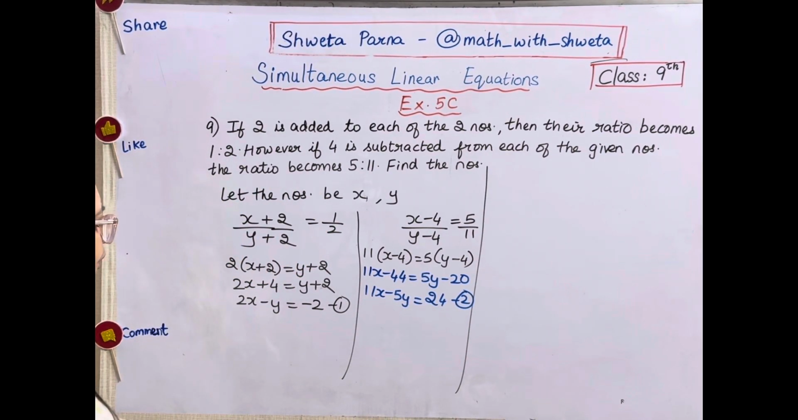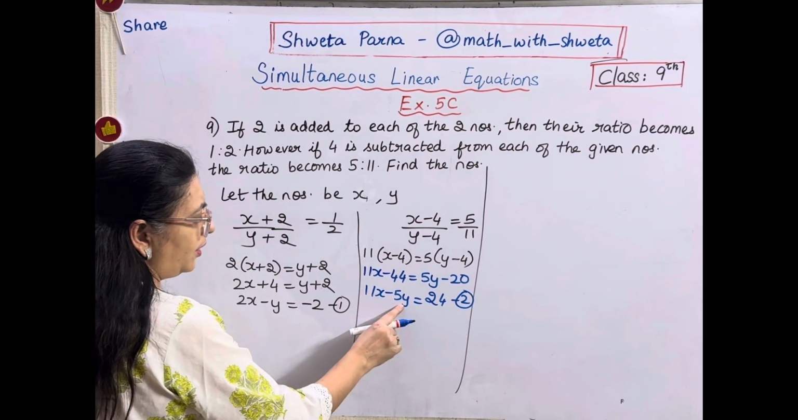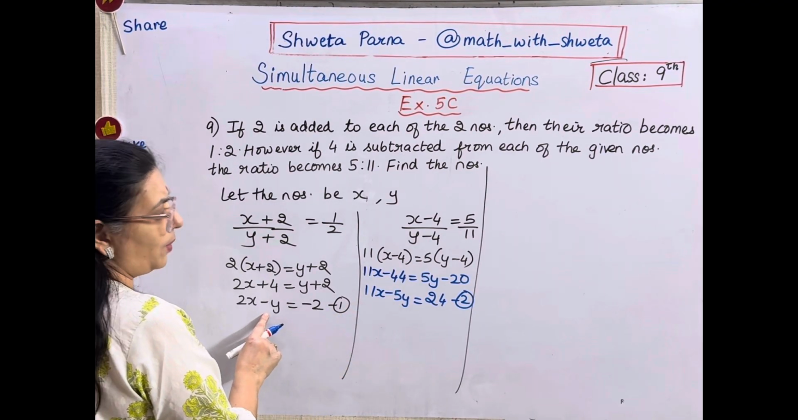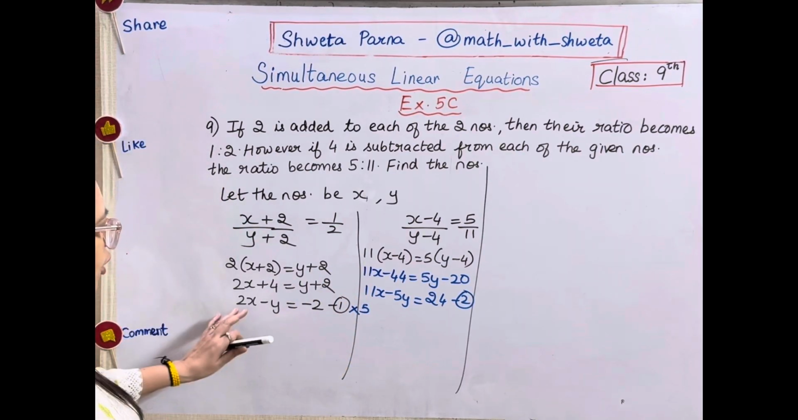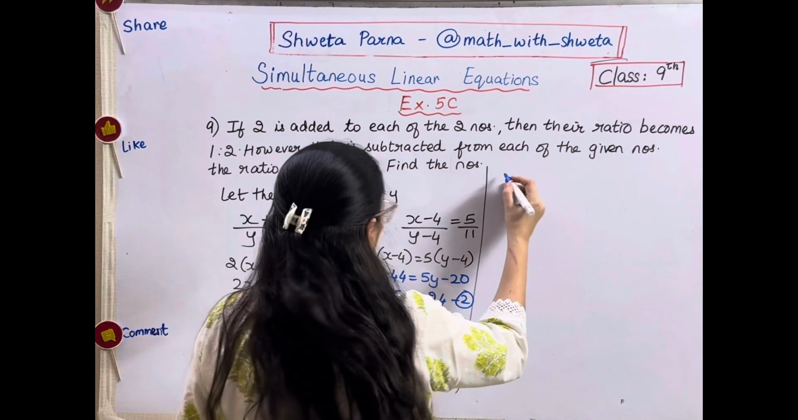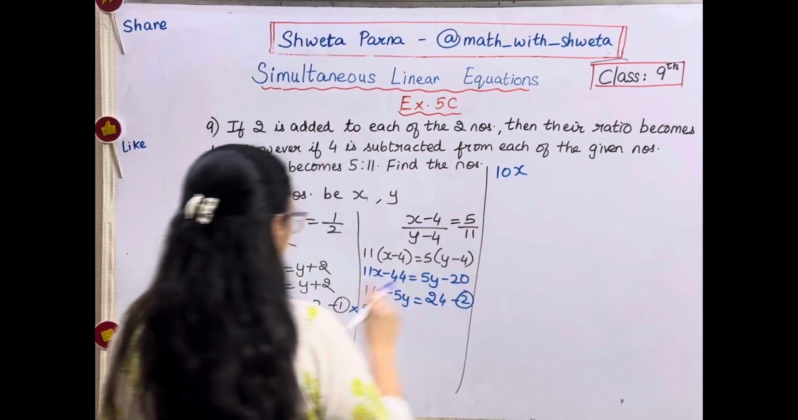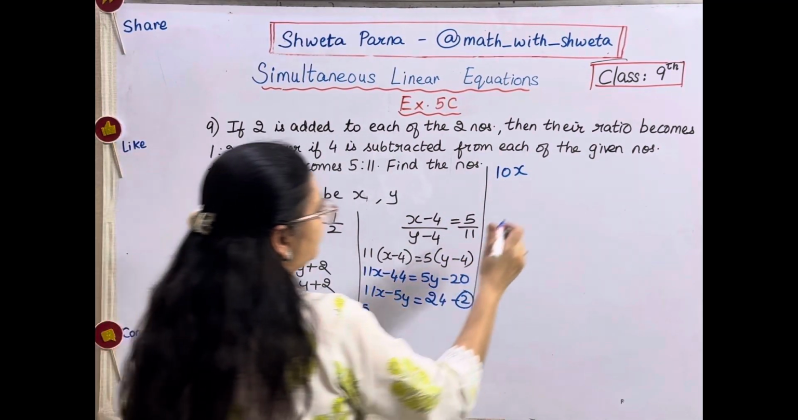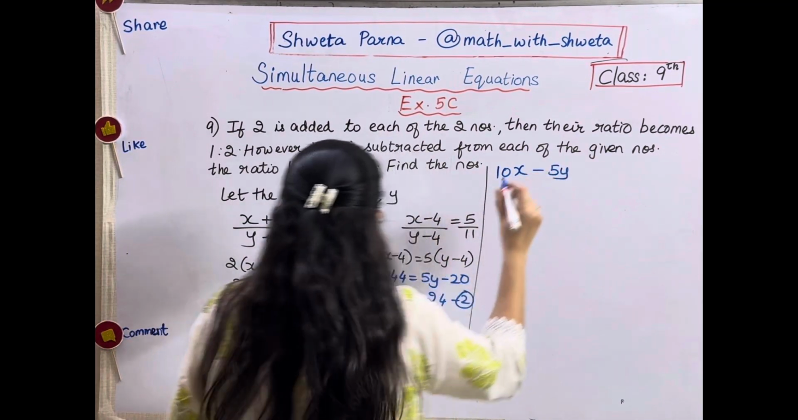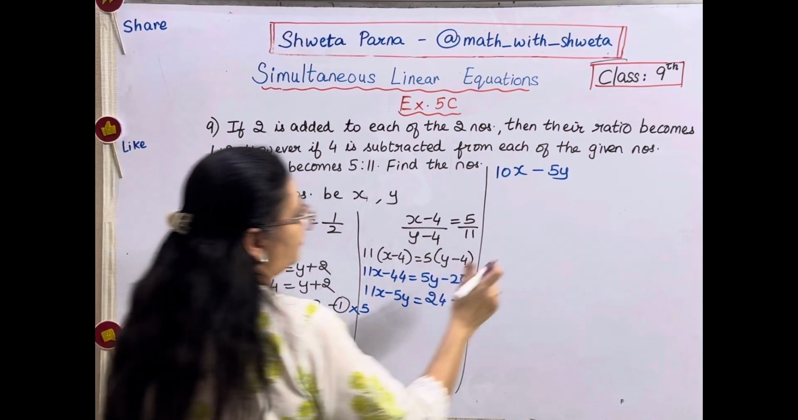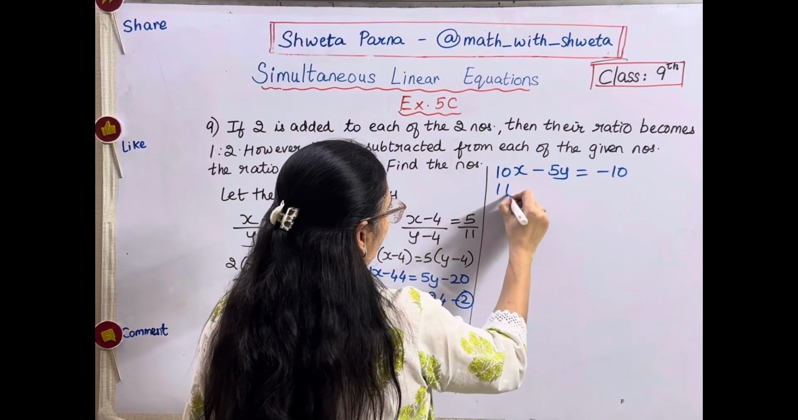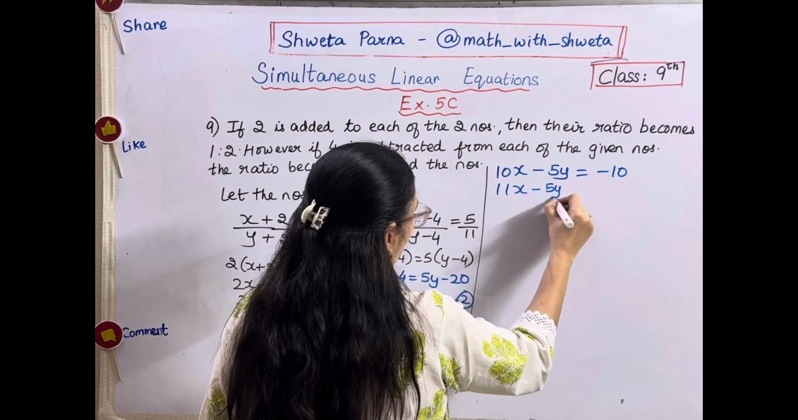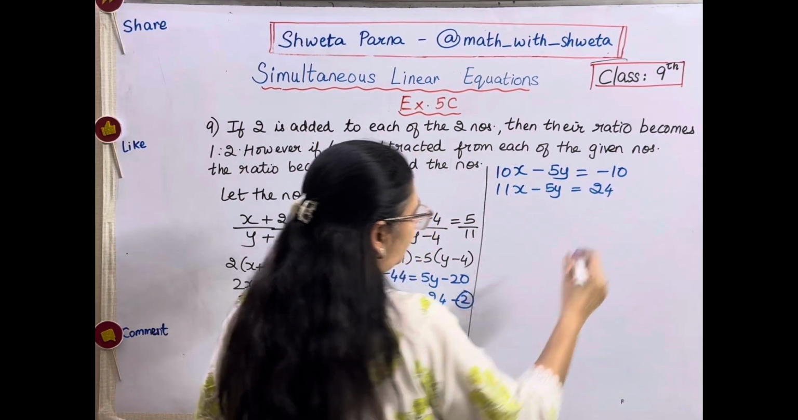Okay, come on. Now let's solve this equation. What will you do? Here it is minus 5y. Here it is minus 5. So you can multiply this equation by 5. So 2x into 5 is 10x. Minus y into 5 is minus 5y. Minus 2 into 5 is minus 10. Over here 11x minus 5y is equal to 24.